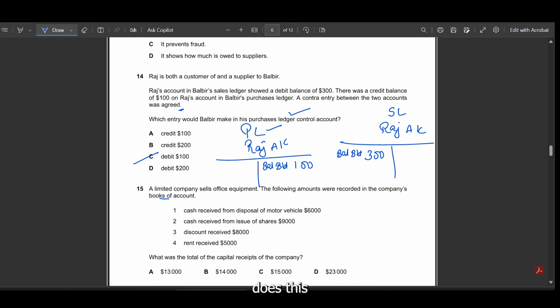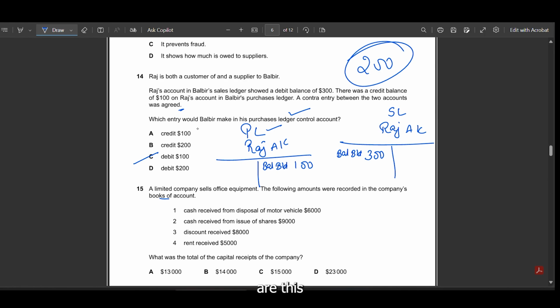See now, what is the scene over here? For Balbir, Raj, in the sales ledger, has to pay Balbir 300, whereas Balbir has to pay Raj 100. So in order to do a set off, if 100 is subtracted from both of them, the remaining 200 Raj will pay Balbir. That's the reason the lowest amount needs to be set off.